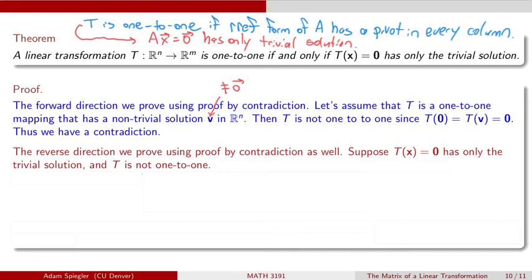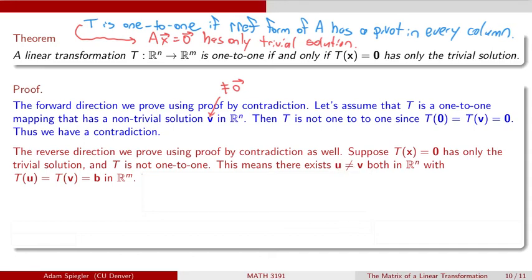Now we've assumed two things: that this equation Tx equals 0 has only the trivial solution, and we've also assumed that this transformation T is not one-to-one. So by assuming T is not one-to-one, this means there has to exist one pair of vectors, we'll call them u and v, where u and v are not equal to each other.